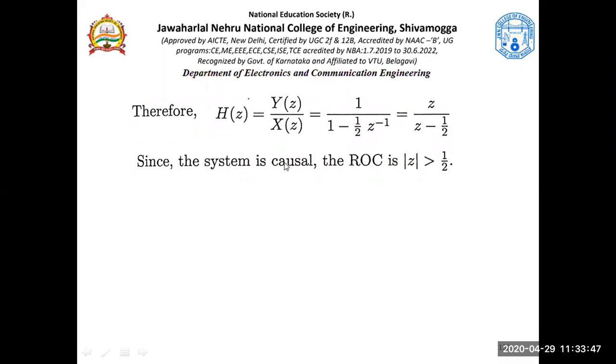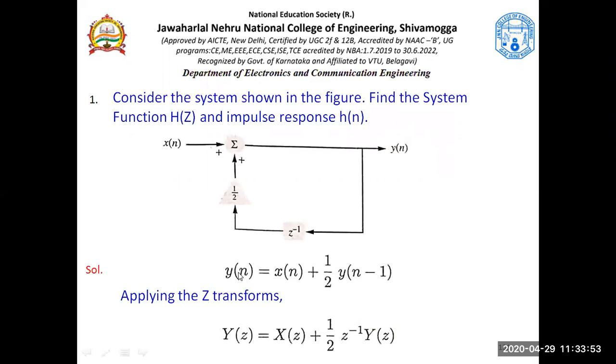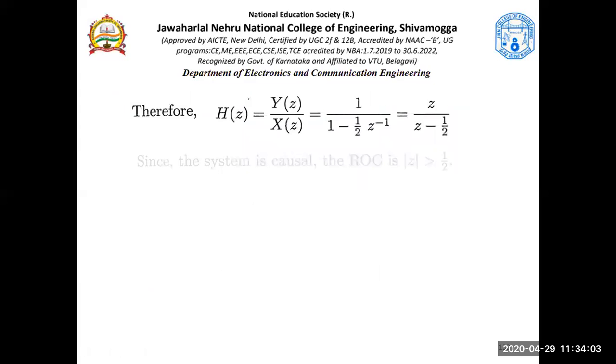How to understand the system is causal? By looking into the equation of the system. The equation of the system very clearly says that the output of the system depends only on the present value of the input, so the system is causal. That's why, since it is a causal system, the region of convergence is outside the circle with radius half. That is what they've written here.